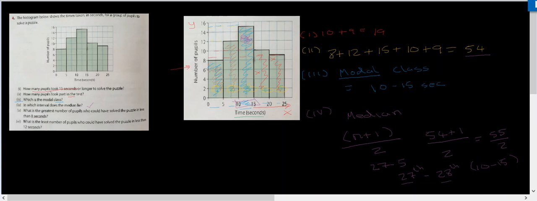So you're going to add up these two groups. This group has 8 and this group has 12. So it's going to be 8 plus 12, which is equal to 20 students. And so that's that one.